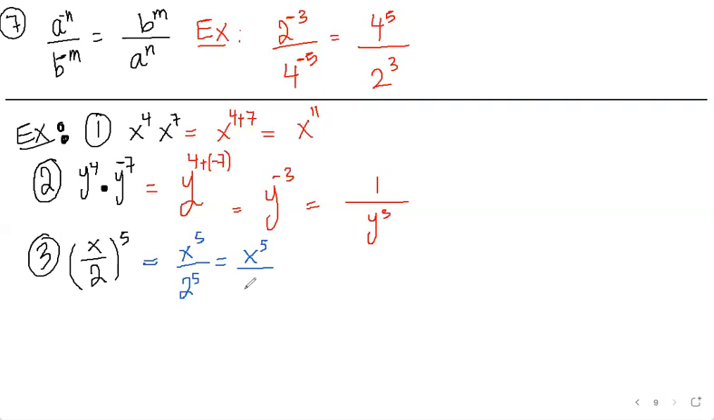We have to multiply 2 five times by itself. 2 times 2 times 2 times 2 times 2, 5 times. Isn't it 32? Yes, 32. So it's 32.